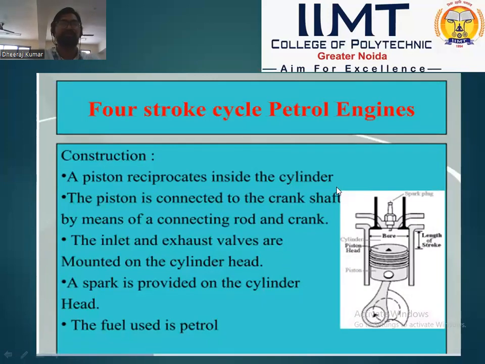Four-stroke petrol engine construction. A piston reciprocates inside the cylinder. The piston is connected to the crankshaft by means of a connecting rod. The inlet and exhaust valves are mounted on the cylinder head. A spark plug is provided on the cylinder head. The fuel used is petrol. This diagram represents the internal combustion engine. This is the bore, the inside diameter of the cylinder.